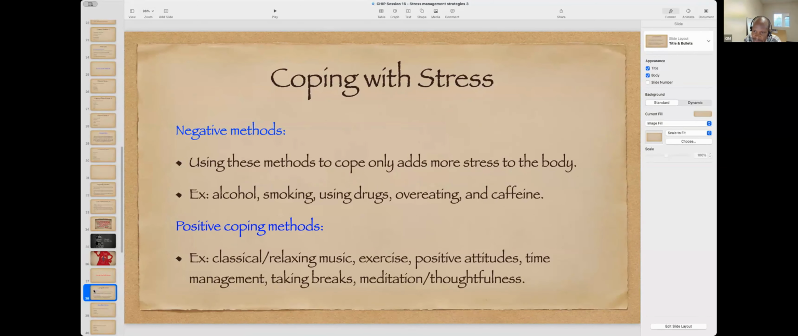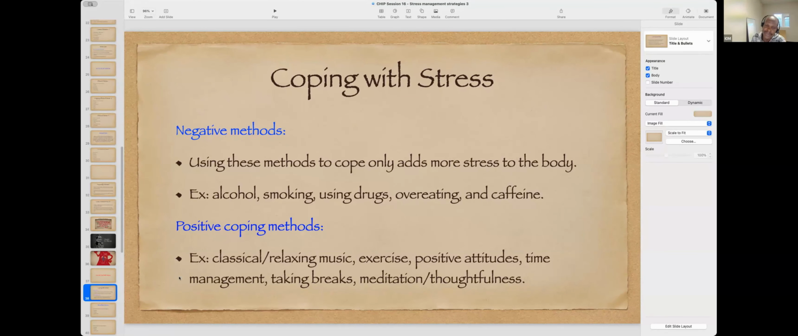Alcohol, smoking, using drugs, overeating, and the caffeine. Check how much coffee people drink when they're stressed and how much they drink when they're actually not stressed. It is what we call an escapist way, a way of escaping from this internal stress environment that we have. Positive ways of coping with stress.